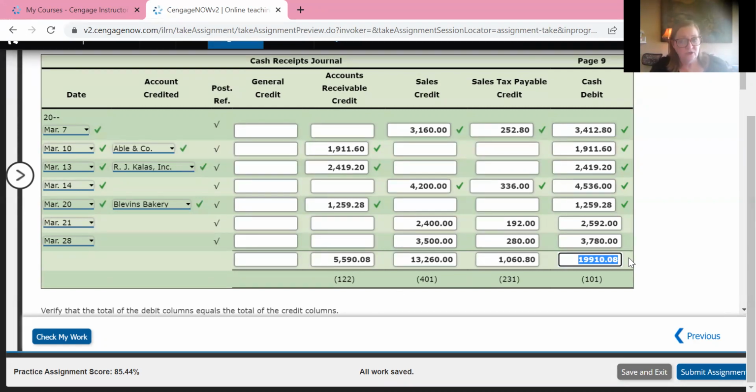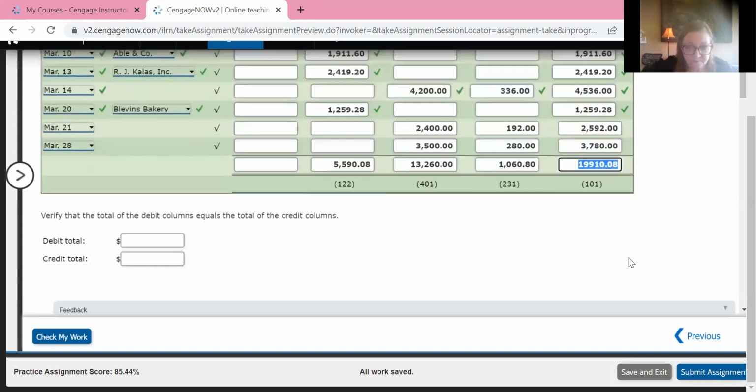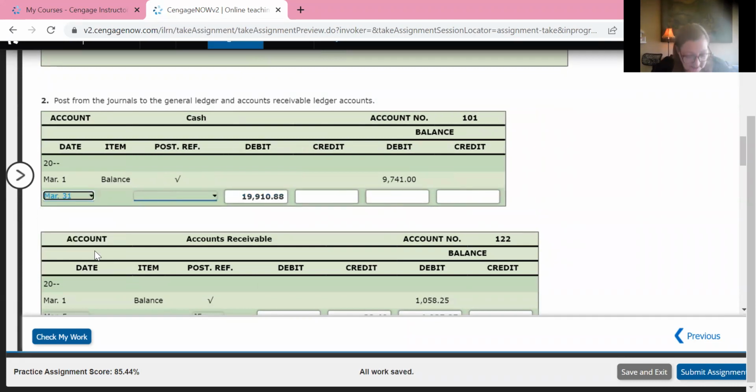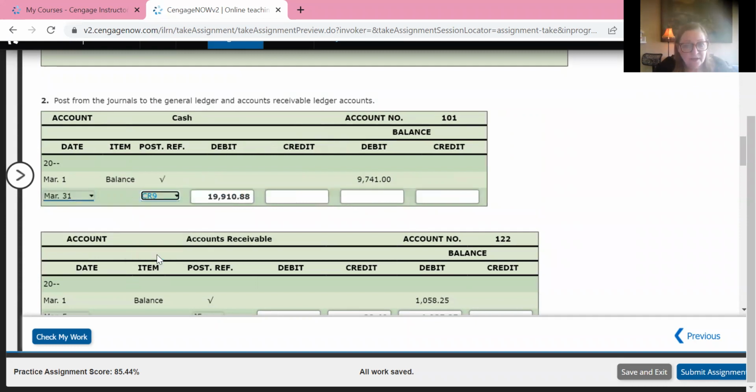So let's post it to the general ledger for these accounts. We'll first go to the cash account just because I like to do cash account first. And I like to do debits first in particular. So a debit to the cash account of 19,910.88. And this happened on the last day of the month because we're pulling it from a journal that's for the month of March. And we're going to call this the cash receipts journal, page 9, because that's where I'm pulling it from. Cash receipts 9.